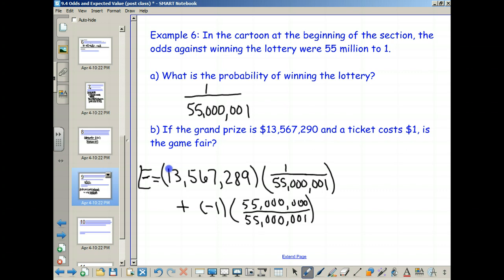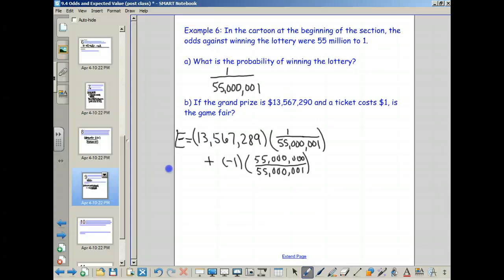Okay? You're more likely to get struck by lightning than to win the lottery. You've heard that before? All right, so your calculator, if you multiply this out, I'm going to save you the trouble, just so you know. If you actually multiply this out, you will end up getting that it is negative, big surprise, 75 cents. So is the game fair? No, the game is not fair. It's a money-making scheme for whoever's doing the lottery.